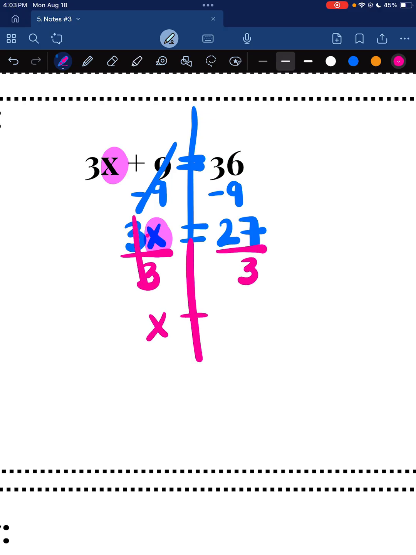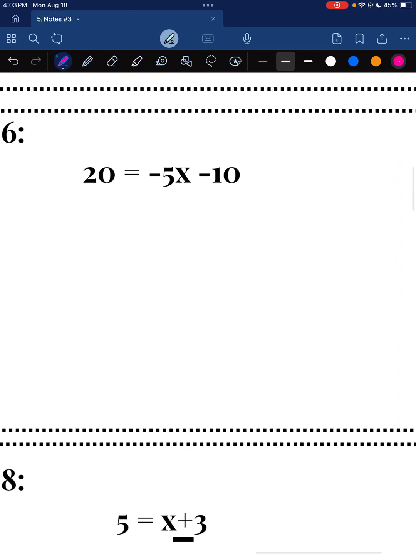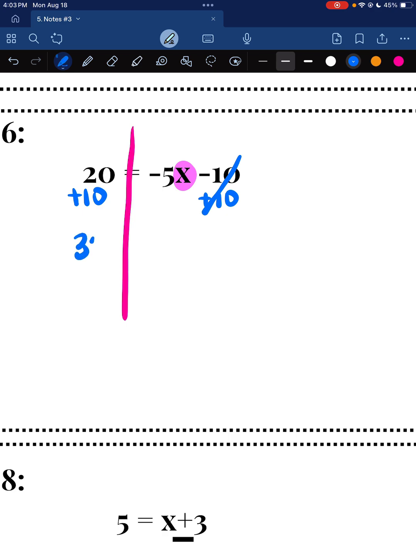And we have x is equal to positive 9. Number 6, we are going to add or subtract first. So the minus 10 is the one that we're going to do, so plus 10, opposite. So I have 30 is equal to negative 5x.